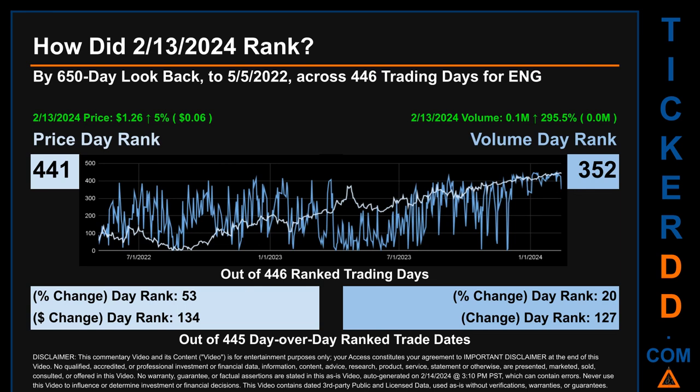The price's day-over-day percentage change, jumping 5% on February 13, 2024, had a day rank of 53 while its dollar difference of 6 cents had a rank of 134 when compared day-over-day across 445 trading days. Volume's percentage change and difference were ranked respectively at 20 and 127.